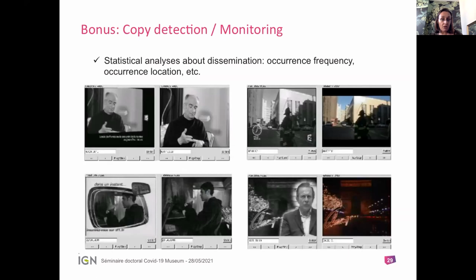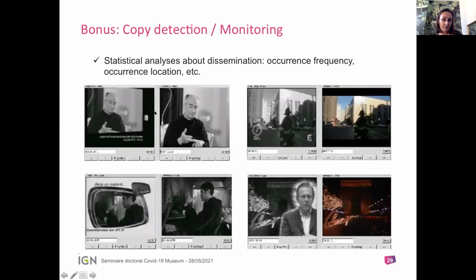It works very well because you add the motion component, and it works even more efficiently. And so you can also use content-based image indexing and retrieval to obtain statistical analysis about the dissemination of a content over the world, images, how are broadcasted videos contained in several channels. And so you can also use such kind of tools.